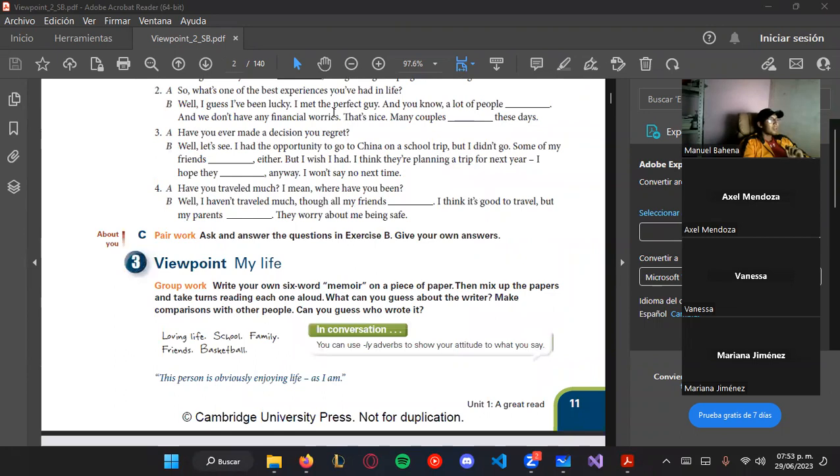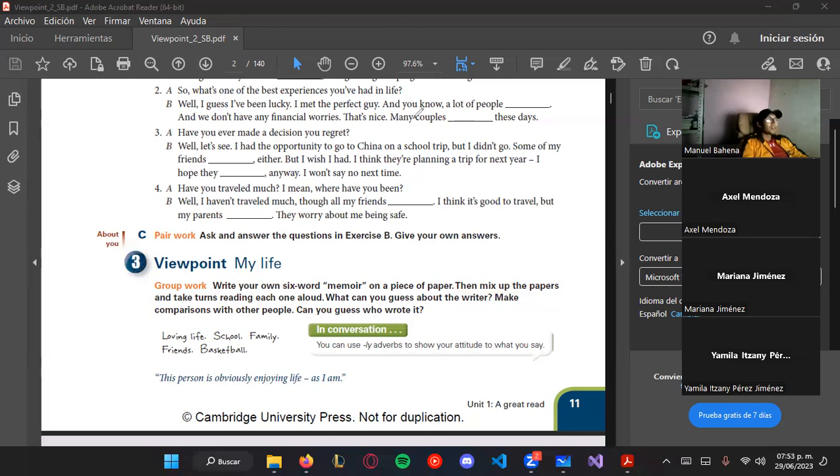So finally, you are going to do a memoir. Okay, it says here. Let's see. Jamila, can you read the instructions, please? Yes. Group work. Write your own 6-word memoir on a piece of paper. Then mix up the papers and take turns reading each one. What can you guess about the writer? Make comparisons with other people. Can you guess who wrote it?